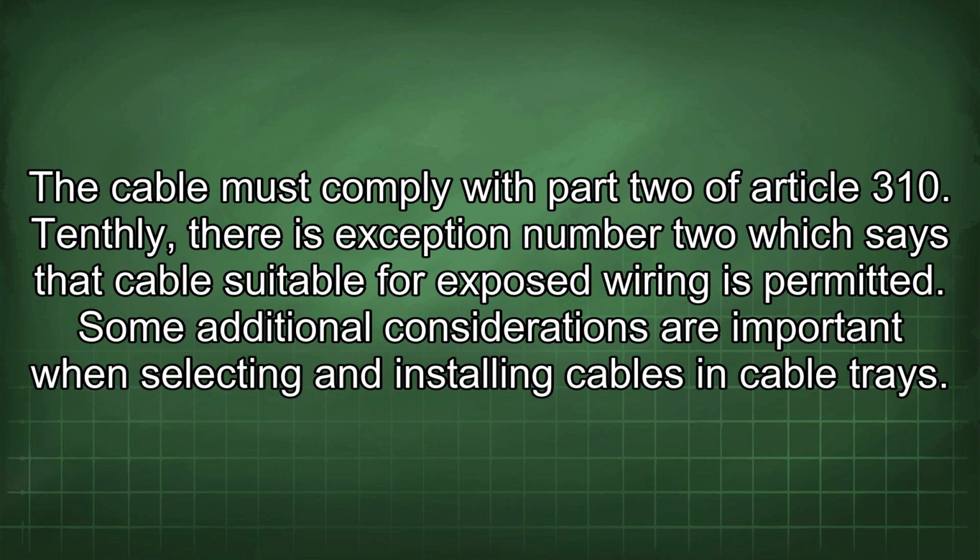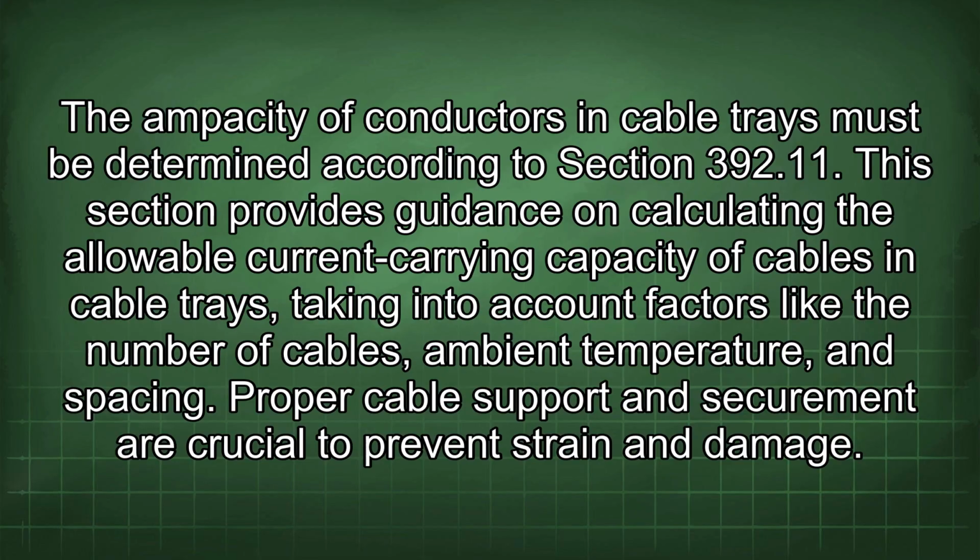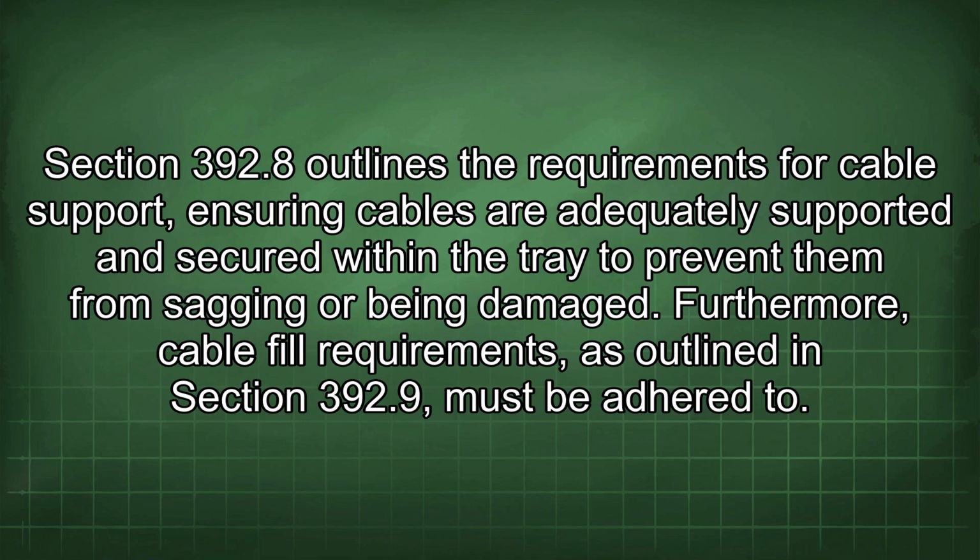Some additional considerations are important when selecting and installing cables in cable trays. The ampacity of conductors in cable trays must be determined according to Section 392.11. This section provides guidance on calculating the allowable current carrying capacity of cables in cable trays, taking into account factors like the number of cables, ambient temperature, and spacing. Proper cable support and securement are crucial to prevent strain and damage. Section 392.8 outlines the requirements for cable support, ensuring cables are adequately supported and secured within the tray to prevent them from sagging or being damaged.